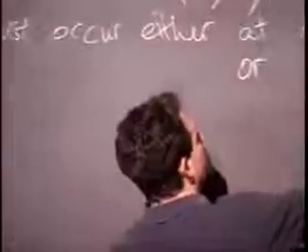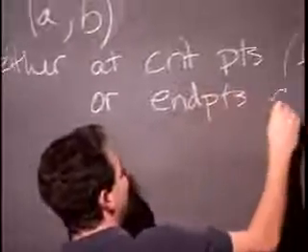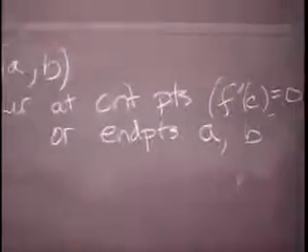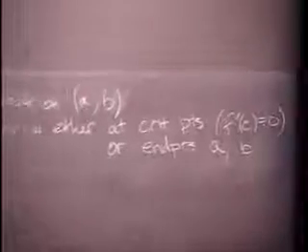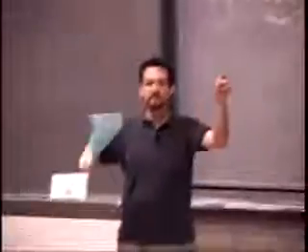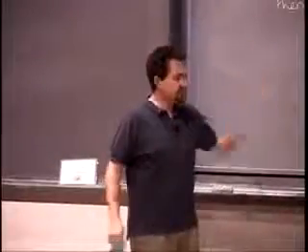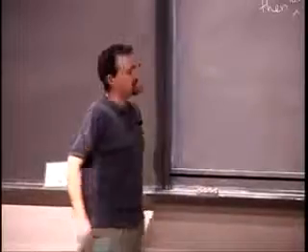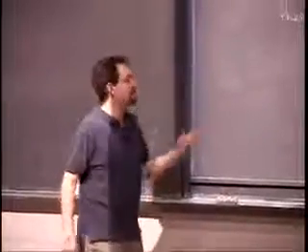Or the endpoints a and b. Those are the only possibilities, right? So you can either have something going in the middle, but then the derivative has to be 0, or you might just have the endpoints. And that previous example that we looked at, that picture that we just focused on, is an example of where one of the endpoints happened to be a global maximum.